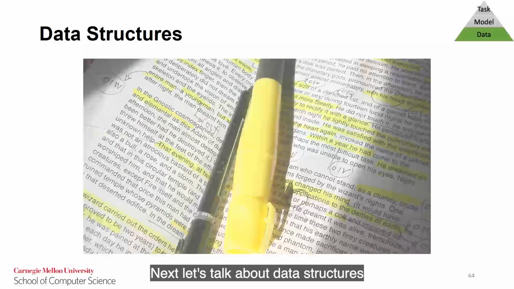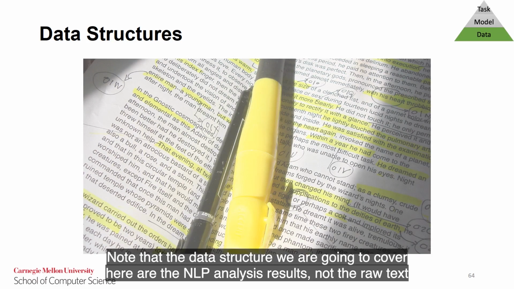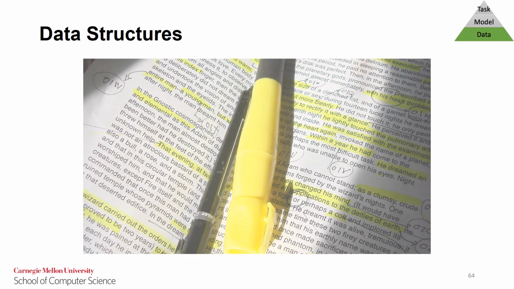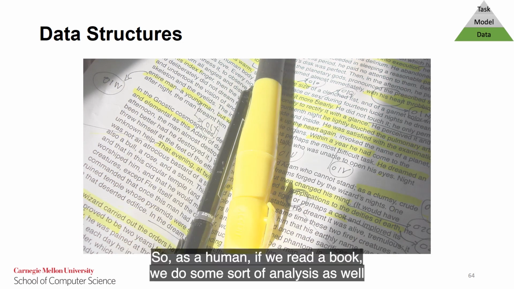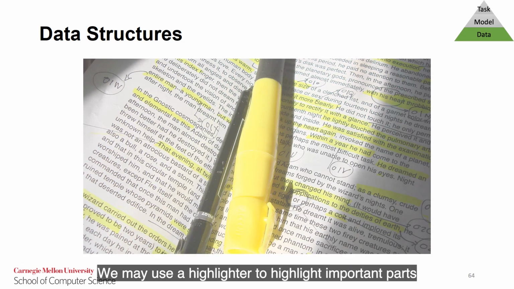Next, let's talk about data structures. Note that the data structures we are going to cover here are the NLP analysis results, not the raw text. As a human, if we read a book, we would do some sort of analysis as well. We might use a highlighter to highlight important parts, or we might use a pen to draw links between them. This analysis helps us to understand the text better. NLP systems can do very similar things.